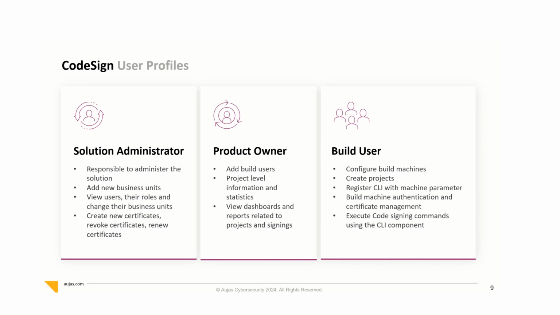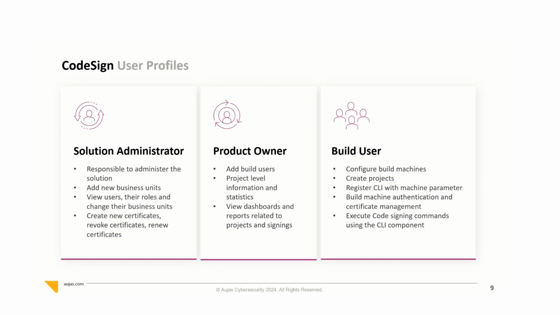Then we have the product owner, which is the approver profile. Any code signing action or activity needs an approval from the product owner. The product owner can add the build user, view the project level information, view the dashboard and reports related to project and signing, and they can also accept or reject the request coming from the build user.